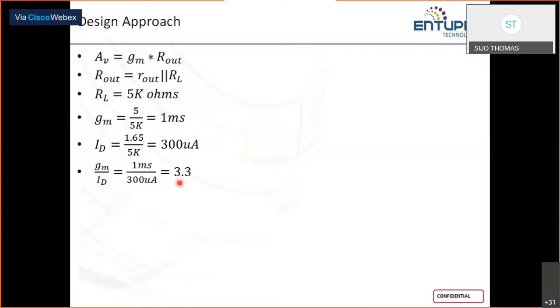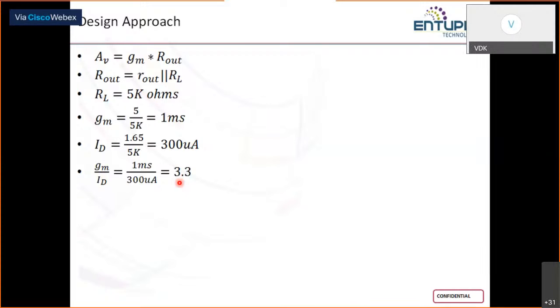So all those things, how we can extract those parameters across different values of VGS, that is varying VGS. Okay, so we'll look at the test setup for that characterization part first, then we'll come back to the design approach.